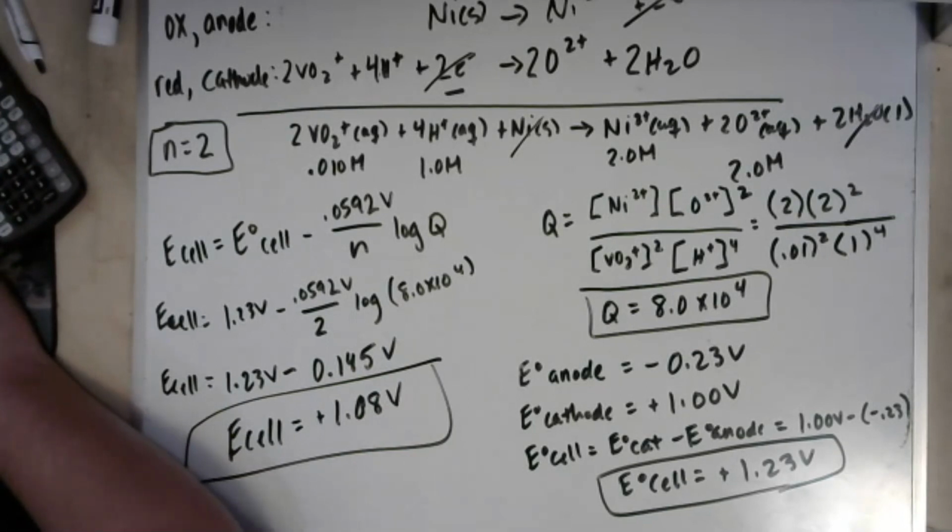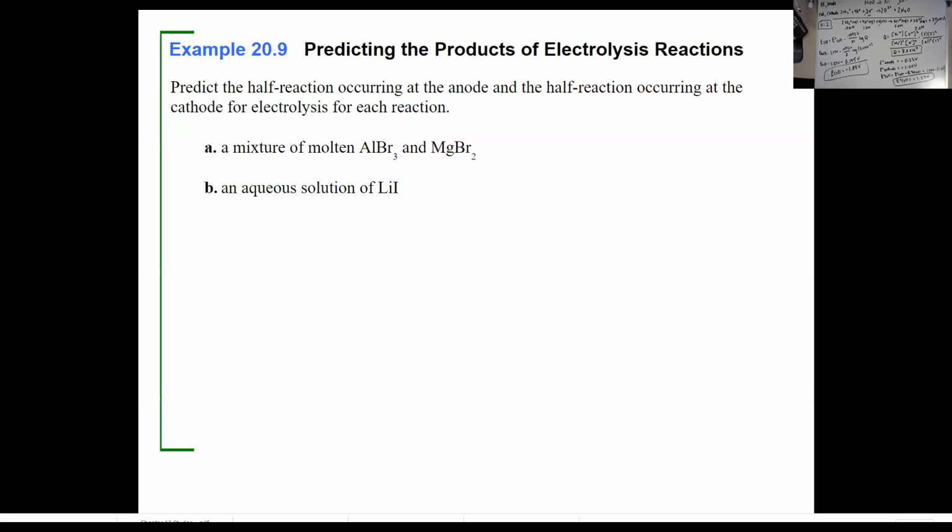All right, now we're going to look at something a little bit different. We're going to look at a couple of electrolysis reactions. In this case, they're giving us a mixture of molten aluminum bromide and magnesium bromide. And we need to figure out the half reaction that's occurring at the anode and the half reaction that's occurring at the cathode for the electrolysis that's happening here. Okay, so take a second to write down that info.